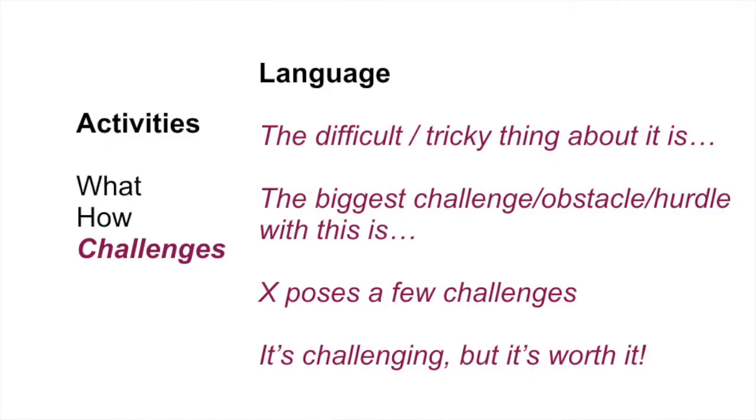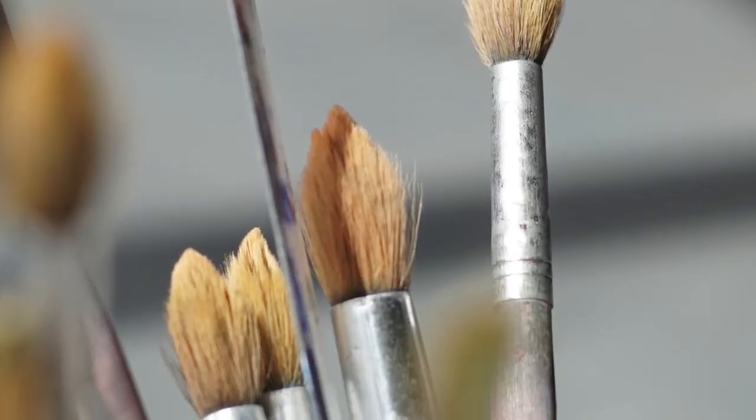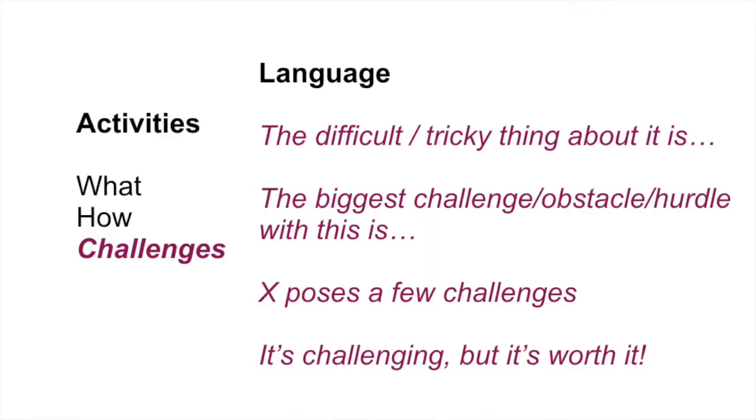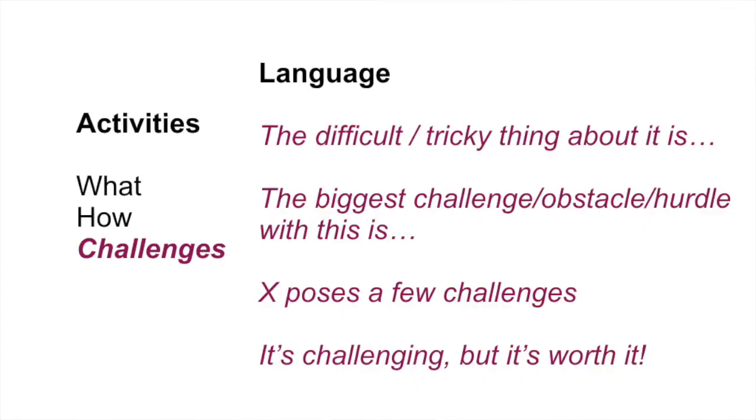What about the challenges, right? When we do an activity or learn a skill, there are challenges. Now, the difficult thing about it is, so I'm learning to paint. The difficult thing about it is choosing the right brush. The tricky thing, I'm also learning how to design a website. The tricky thing about it is knowing which is the best software. There are so many. Or the biggest challenge is, the biggest obstacle is, the biggest hurdle with this is, so it's a great way.